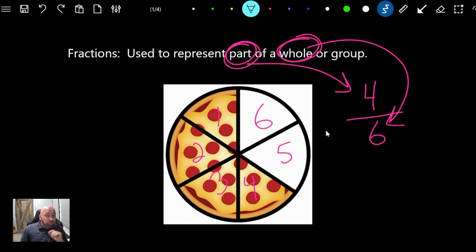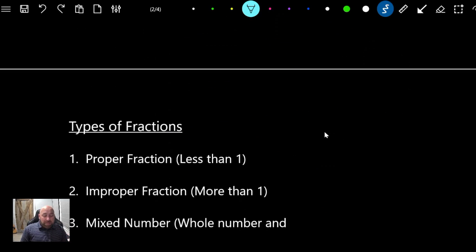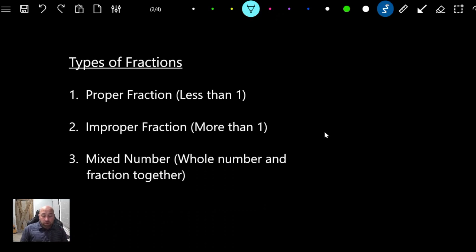Okay, we don't have 2 pizzas here. We have less than 1. So somebody ate 2 pieces. That was me, okay? So I ate 2 pieces. And now we don't have a whole pizza. We only have part of a pizza. We go back here and we have 4/6 of the pizza. This is what's called a proper fraction. So it's less than 1. So let's make one up. We'll say 1/5.